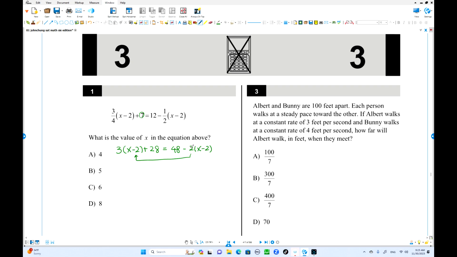x minus 2 of x minus 2. This one, when you move to the right, 2 times x minus 2. So over here, 2 times x minus 2. Total is 5 times x minus 2 equals 48 to the right minus 28 equals 20. So from here, x minus 2 equals 4 and x equals 6. Choice C is the answer.